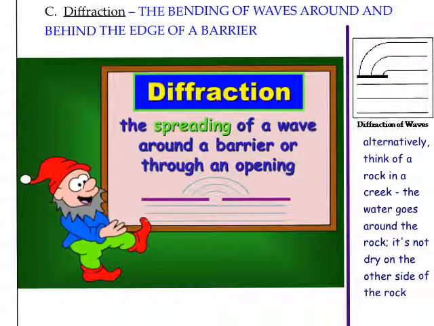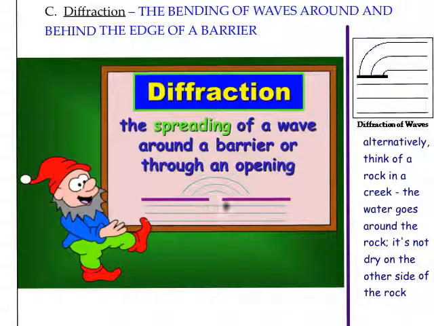Our next vocabulary term is diffraction. You'll probably notice these words do sound really similar, so you're going to have to pay close attention to the detail. Reflection, refraction, and diffraction. This third one, diffraction, is the bending of a wave around and behind the edge of a barrier. So you've got some sort of obstacle that's in the way. So I have an example.